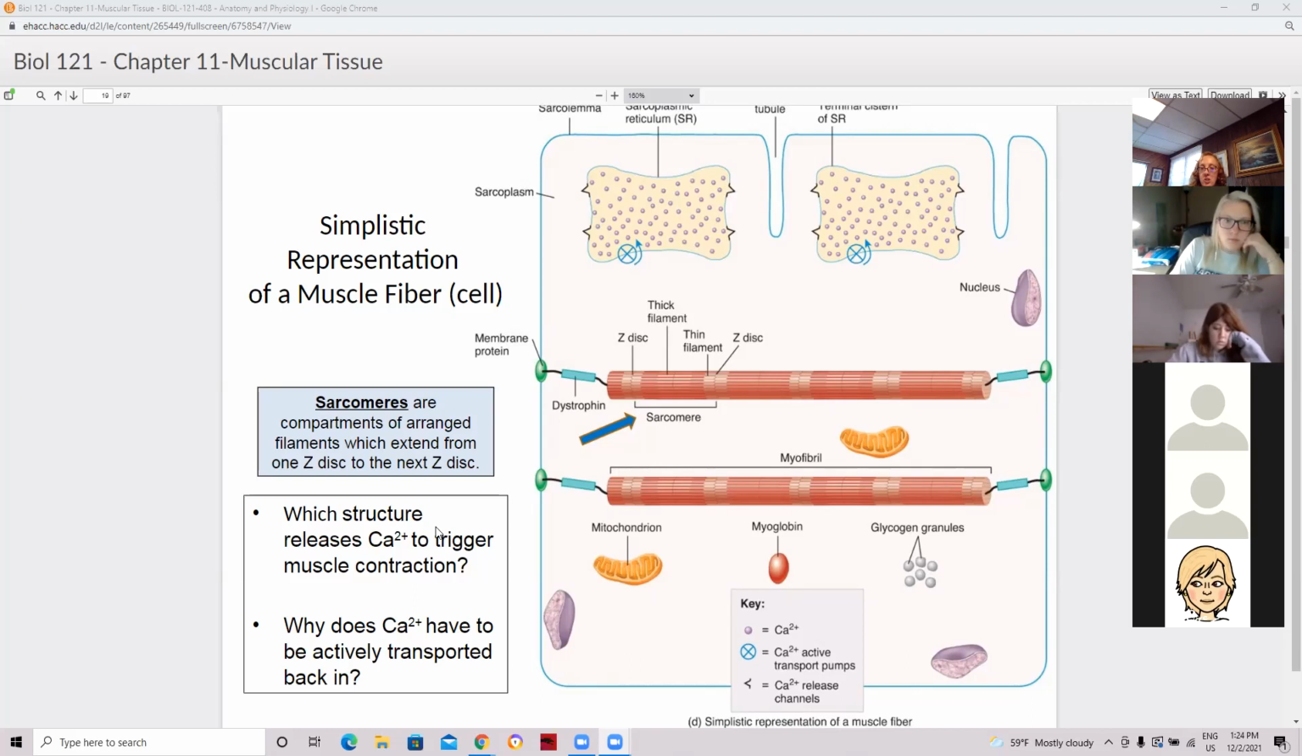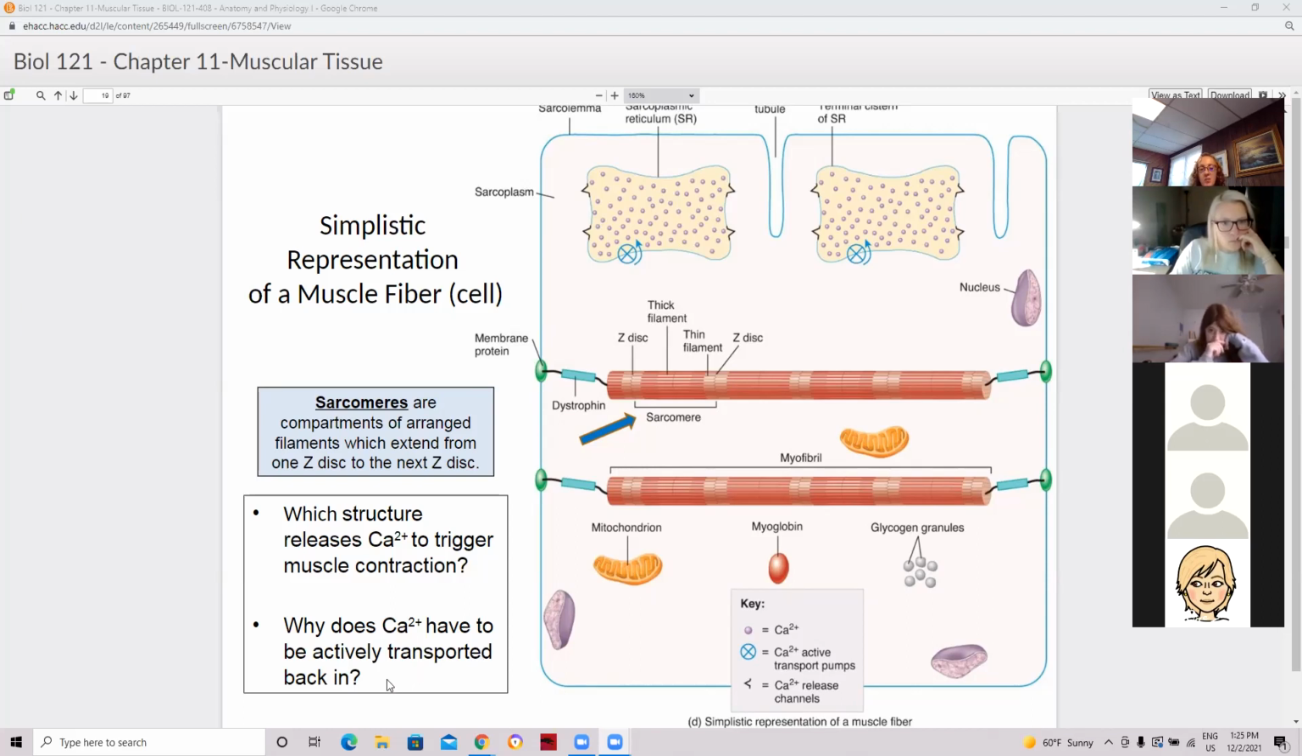Which structure releases calcium to trigger muscle contraction? Or which structure stores it? The SR? Yep, the sarcoplasmic reticulum.